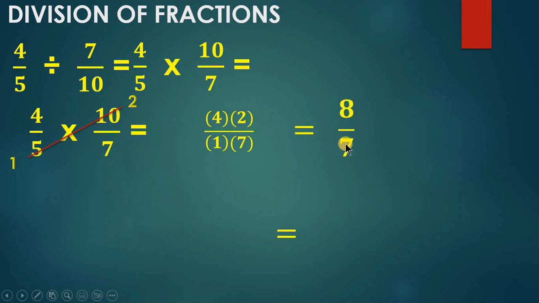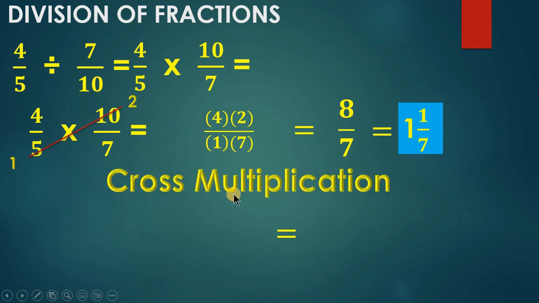Then, ito, kung mapapansin nyo, wala naman silang greatest common factor, di ba? Pero, ito ay improper fraction. So, therefore, convert natin into mixed fraction. So, ilan ba ang 7 sa 8? 1. Diba? So, ilan ang natira? 1 pa rin. And then, syempre, that is 7 yung kanilang denominator. So, 1 and 1 all over 7.